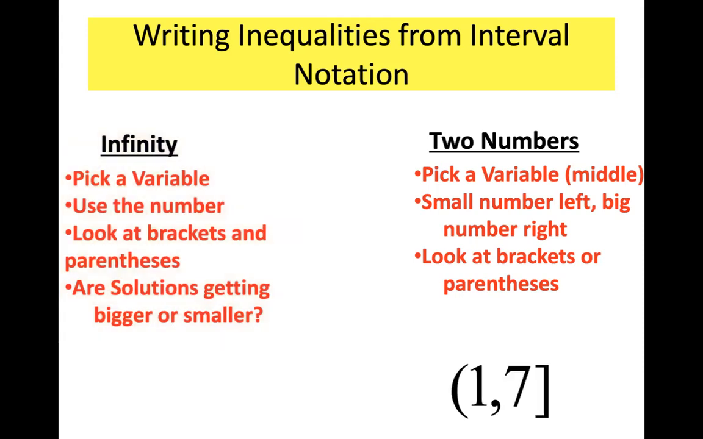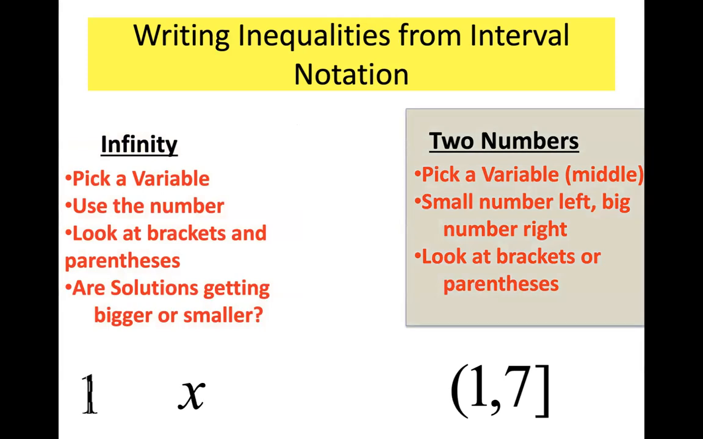All right. How about if we have 2 numbers? Hey, look, I got 2 numbers there. So I'm using this side. So let's see what the steps say. They say pick a letter. All right, pick a letter. It says the small number goes to the left, the bigger number goes to the right. So 1 is the small number, 7 is the big number.